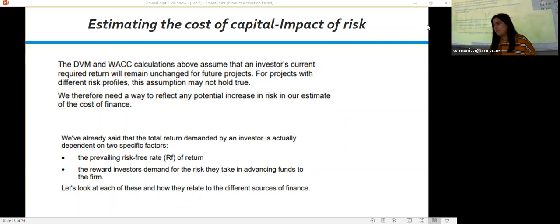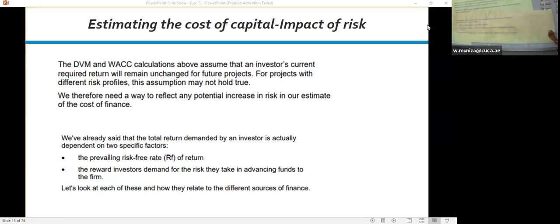So weighted average cost of capital will be used when the risk is the same. You are not taking any extra risk, and TVM is also going to be used in that situation. But if you are taking extra risk, obviously an extra risk premium has to be given to you. So it will be the mix of the risk-free rate plus the extra risk premium which you are taking by investing in the company. So we have already said that the total return demanded by the investor is actually dependent upon two specific factors. What are those? The prevailing risk-free rate of return, and the reward investors demand for the risk they take in advancing funds to the firm.